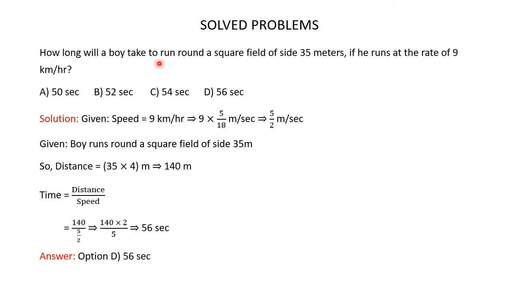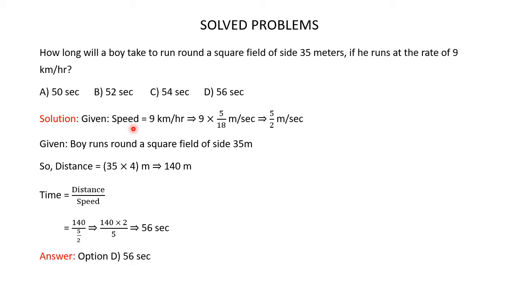How long will a boy take to run round a square field of side 35 meters if he runs at the rate of 9 kilometers per hour? You are given 4 options here and you have to find out which of these options is the correct one. So here you are asked to find out how long a boy takes to run round a square field. This means you have to find out the time.